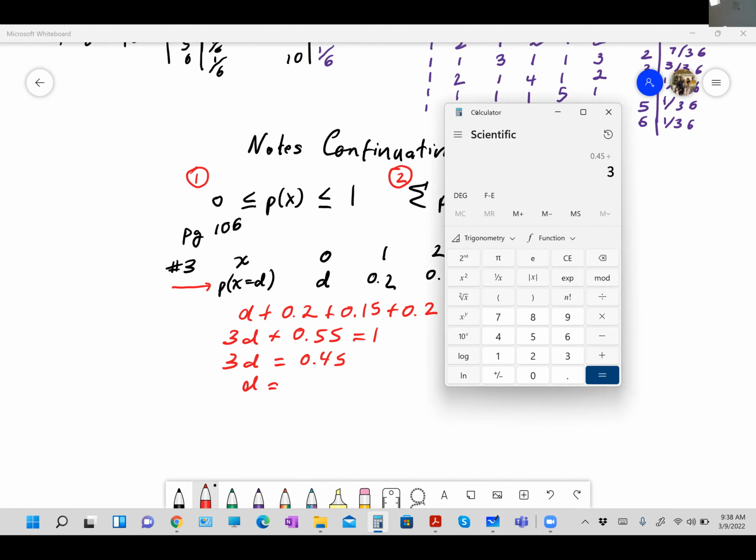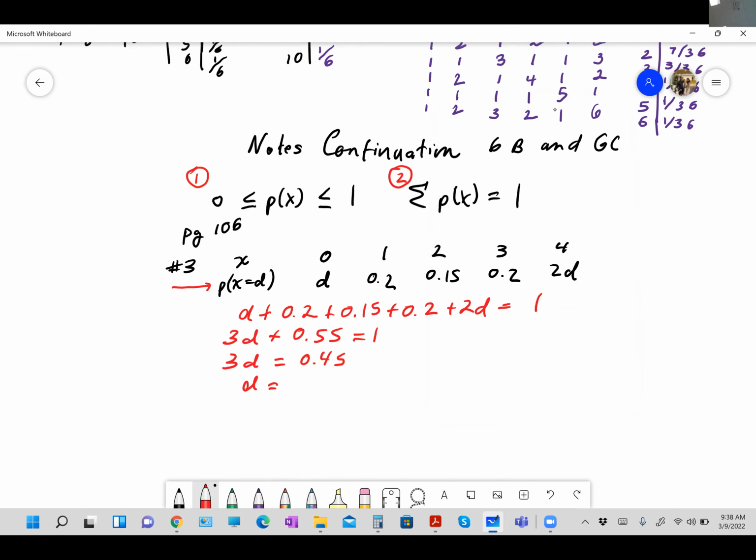divided by 3. That's 0.15, which makes sense. And that's D. Is that a difficult question to do? The answer, it's not. It is not a difficult question. It's a very easy question to do.